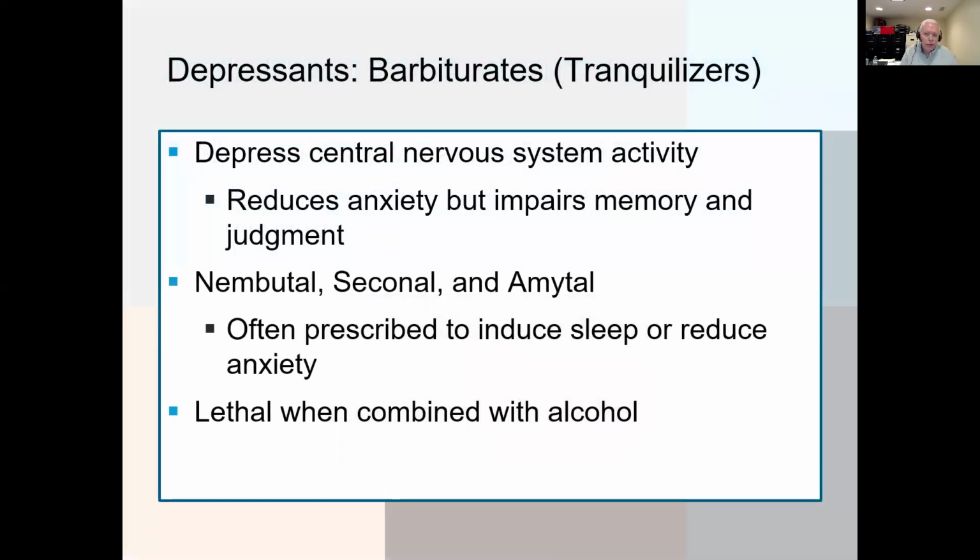Another category of depressants is barbiturates, also referred to as tranquilizers. They're not used that much anymore. In the past, they were used a whole lot more in the treatment of things like anxiety and insomnia. Some examples are Nembutal, Seconal, Amytal, and these drugs were found to be very lethal when taken as an overdose and also when combined with alcohol. So nowadays it's very rare that these drugs would be prescribed for a patient who's having problems with anxiety or insomnia.